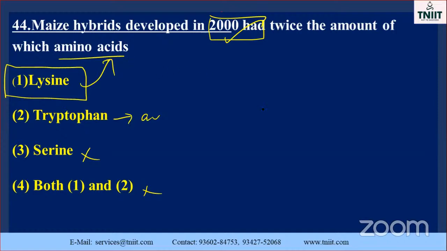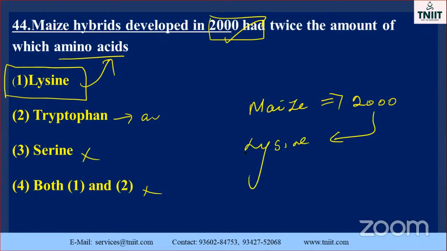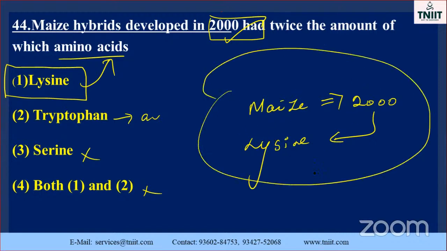Okay, so which one, maize. Just imagine maize. How many developed varieties is that? 2000 developed varieties. Maize has one type of amino acid that is called lysine. Okay, this is the correct option. Tryptophan is an aromatic amino acid, with a ring structure like this. Serine, both 1 and 2, will not come. Sometimes this is the confusion model. Just read the question carefully. Twice the amount of which amino acid means lysine is the correct one.